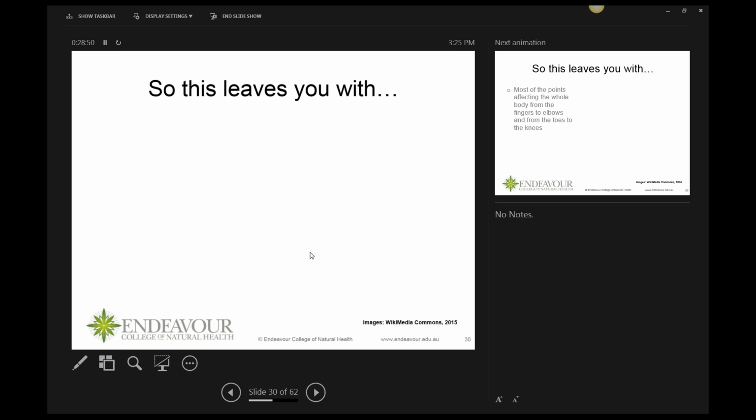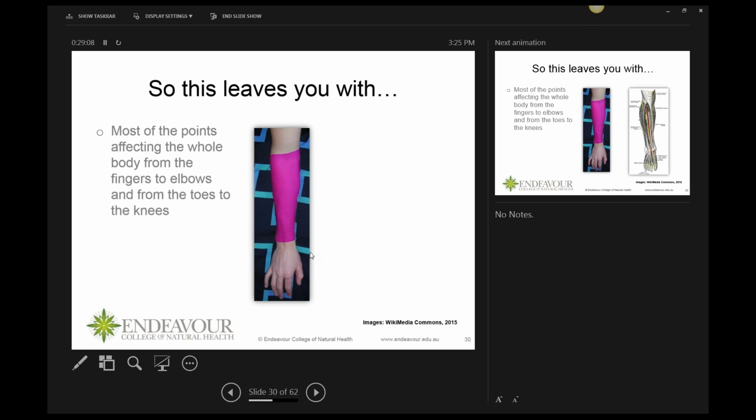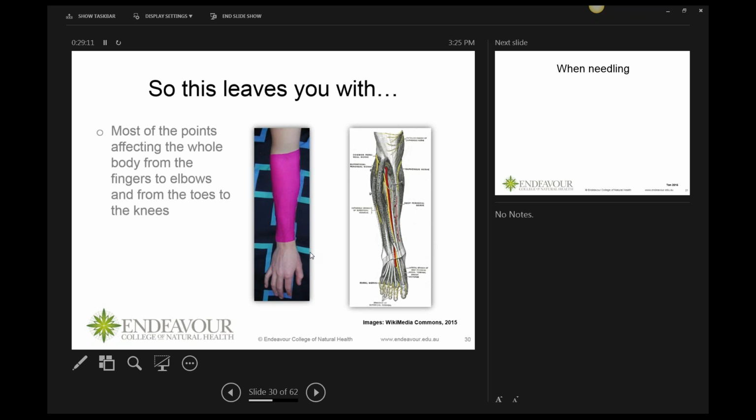So what does this actually leave you with? It leaves you with most of the points affecting the whole body, from the fingers to the elbows and the toes to the knees. So we're back to, again, an element of truth, where the vast majority of points that we use go from the fingers to the elbows and from the knees to the feet. So again, it's just a different way of looking at it.